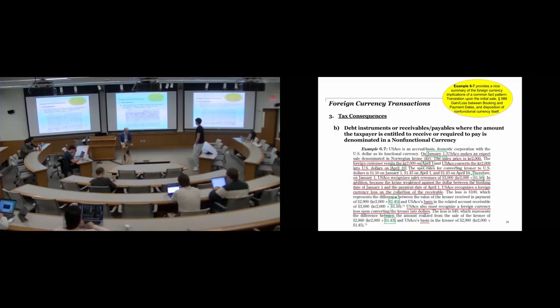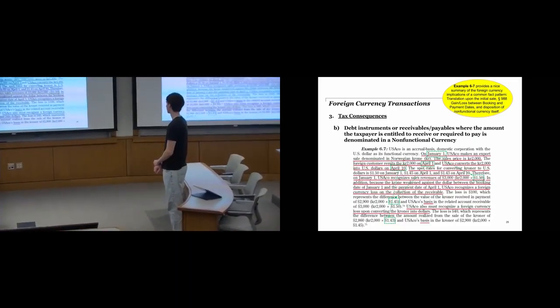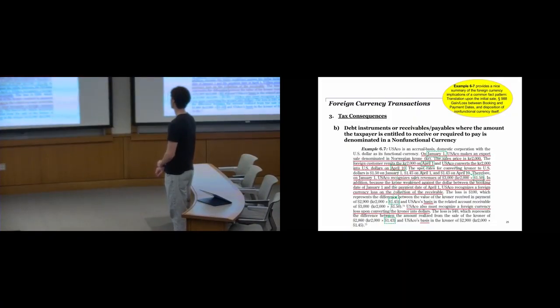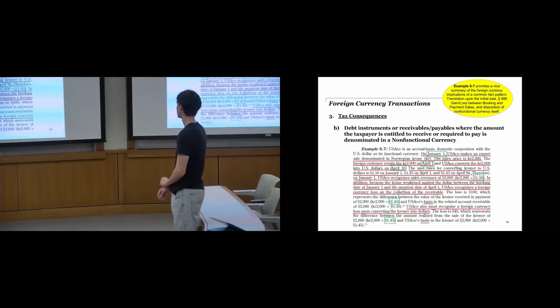Okay? In addition, because the krone weakened against the dollar between the booking date of January 1st and the payment date of April 1st, USACO recognizes a foreign currency loss on the collection of the revenue. A receivable, I'm sorry. The loss is $100, which represents the difference between the value of the kroner received with payment of $2,900 and USACO's basis in the related account receivable of $3,000.